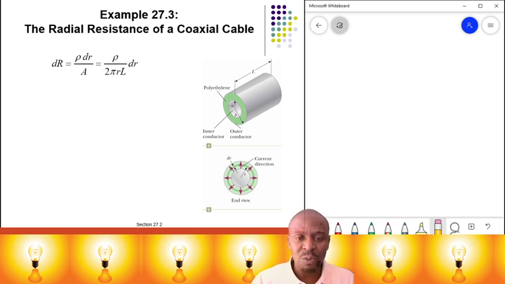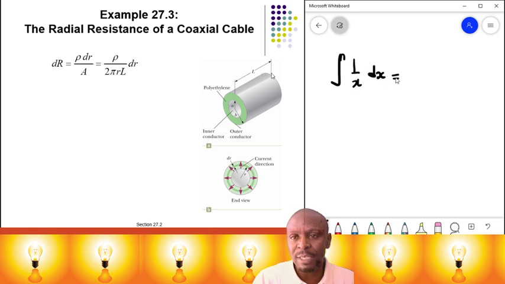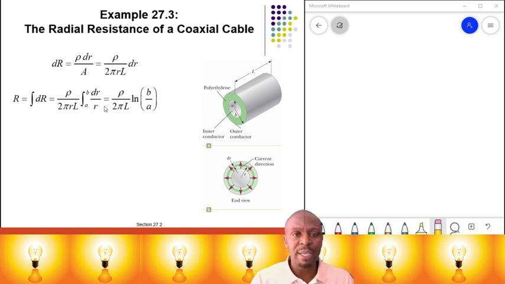And I just want to remind you that the integral of 1 over x dx is nothing else but the natural log of x plus c, since we don't have the integration limits there. Now, if you apply the same procedure for the integral of 1 over r dr, this is what you are going to have, and then you put the integration limits, this is what you are going to have, and this is actually your answer for the resistance.